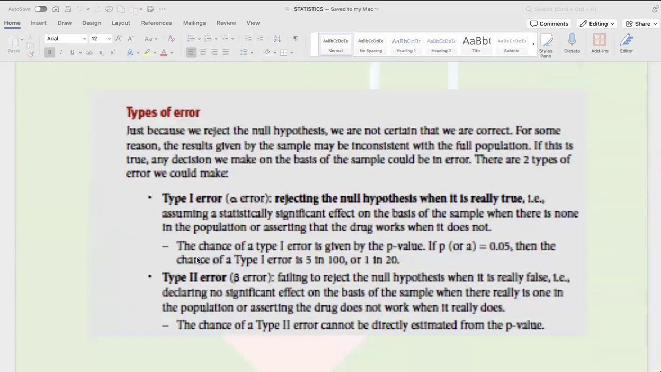So there are two types of error that we normally look at. One is called type 1 and another is type 2. Type 1 error means rejecting the null hypothesis when it is really true.